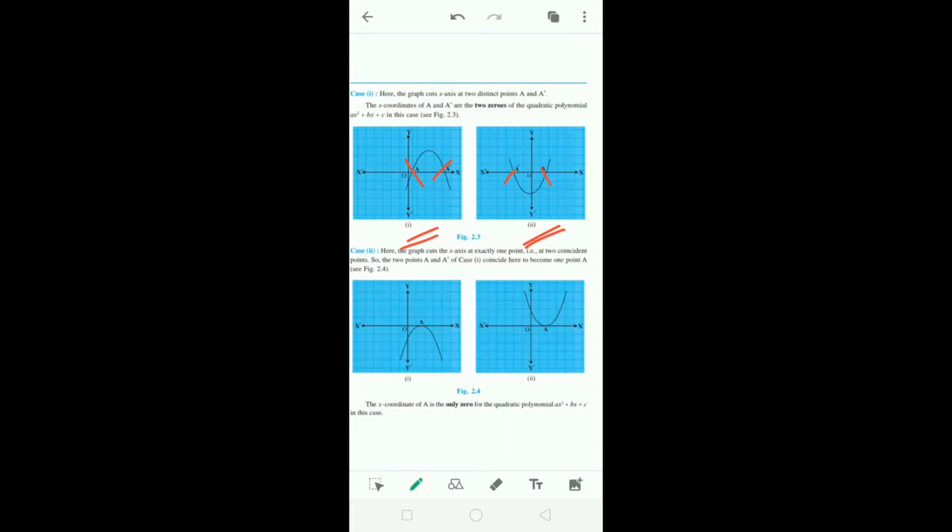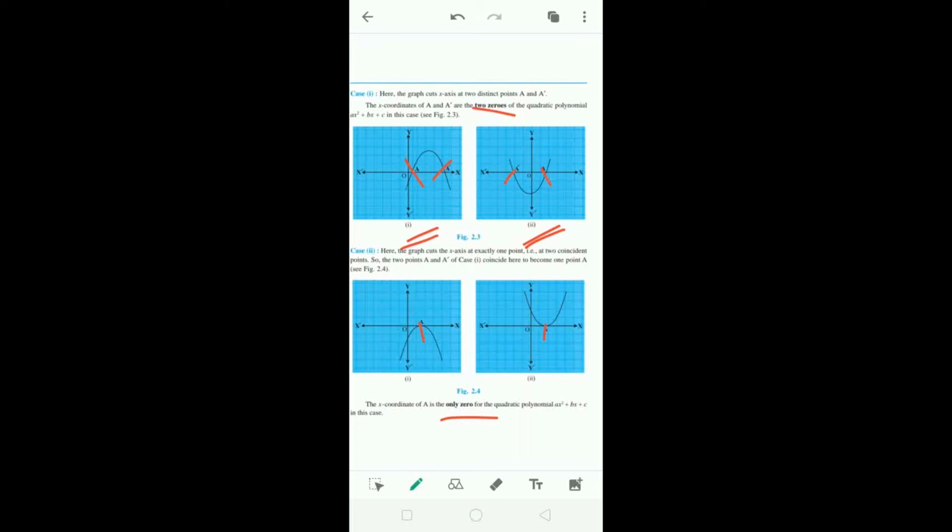The next case is showing that the graph intersects the x-axis at exactly one point. That is very, very important, because the points coincide. So we are getting only one zero of the polynomial here. This is the only one point where it is intersecting. So here how many zeros? It is 2 zeros, and here how many zeros? It is 1 zero. That is what is important to look at in the diagram.